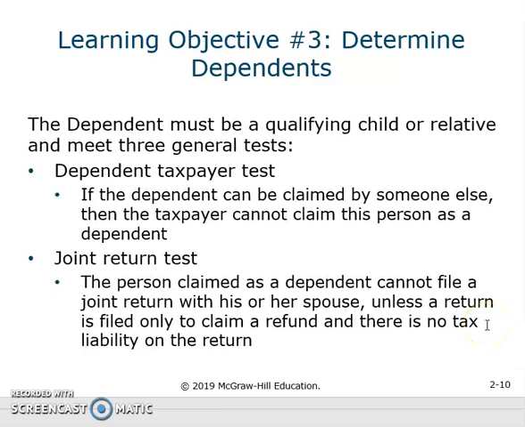To be considered a dependent, the dependent must be either a qualifying child or a relative and first meet 3 general tests. The first is the dependent taxpayer test: the dependent cannot be claimed as a dependent for someone else. The joint return test is that the person being claimed as a dependent cannot file a joint return with his or her spouse unless that return is filed only to claim a refund and there is no tax liability due on that return.